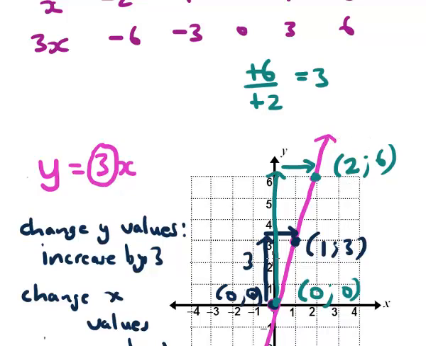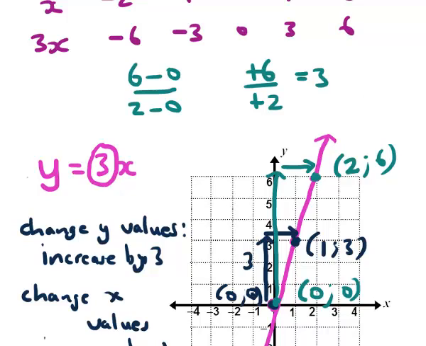But this is a nice explanation of the change in y over change in x, which is really, if you think about it, 6 minus 0 over 2 minus 0, exactly the same as y2 minus y1 over x2 minus x1. But that's the important thing there. So the gradient is 3 there.